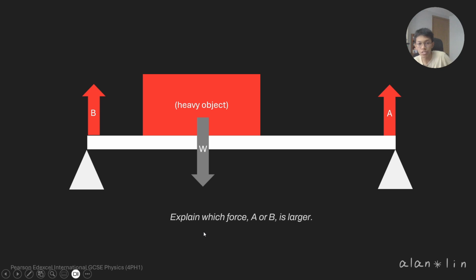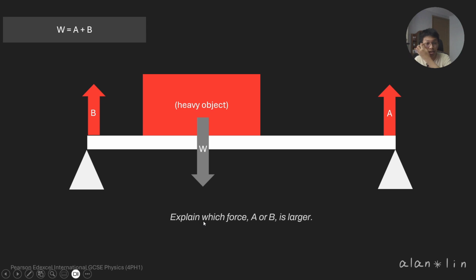An example question could be something like this: explain which force, A or B, is larger. So here we are comparing force A and force B, and we have to explain how we reach the comparative conclusion.